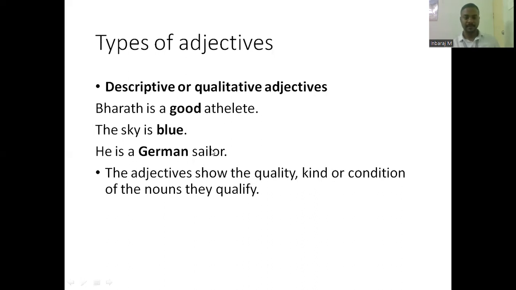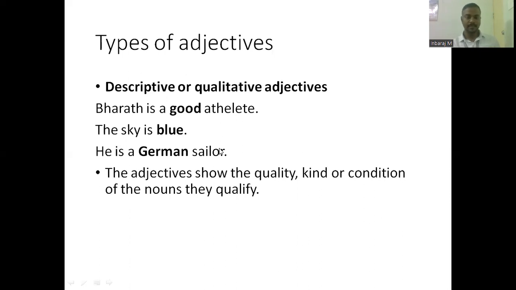He is a German sailor. So where the sailor comes from, which is his country of origin, that is Germany. Okay, so here this adjective German describes where the sailor comes from.